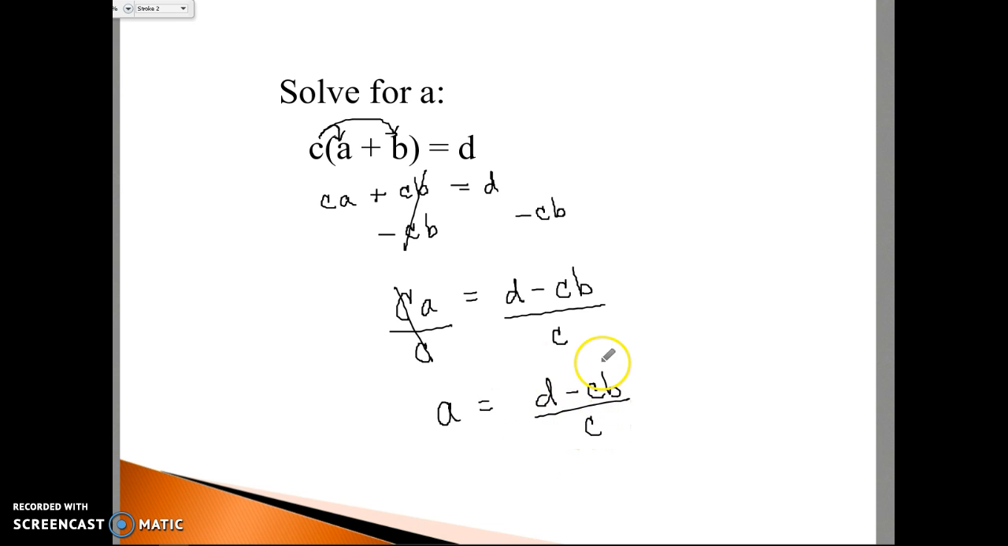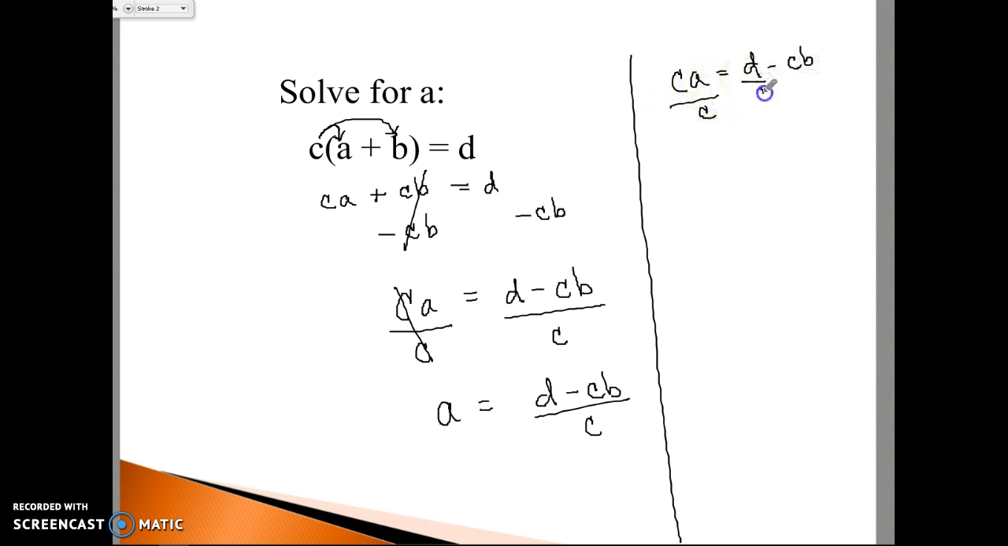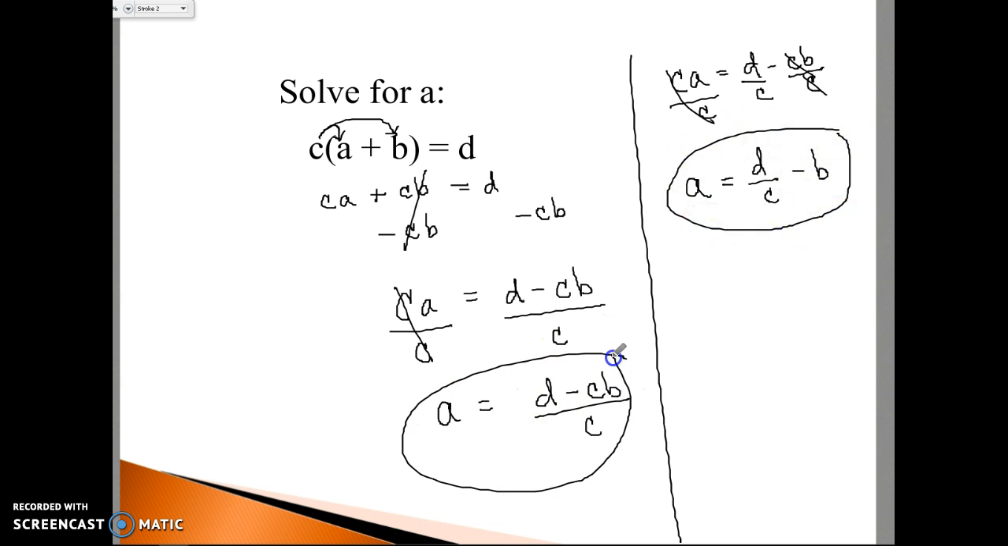And another way of writing this, you can also think of this as dividing each term by c. So for example, we had ca equals d minus cb. If we divide every term by c, it's still the same thing. c divided by c is a. d divided by c, we'd write that as d over c. And then c divided by c is 1, so we'd have just minus b. Both of these two are equivalent. They equal the same thing. It's just this one showed dividing every single term by c. This one has the entire difference divided by c.